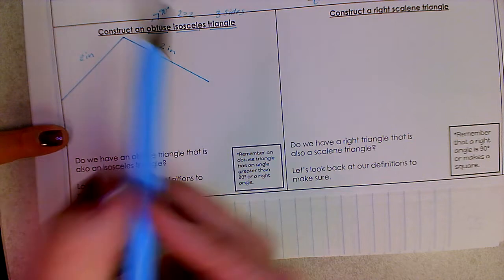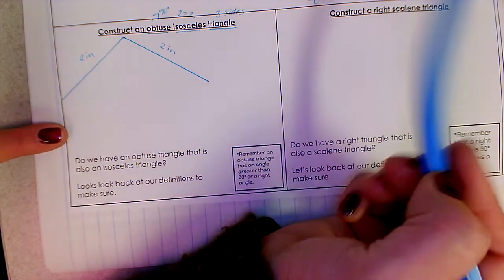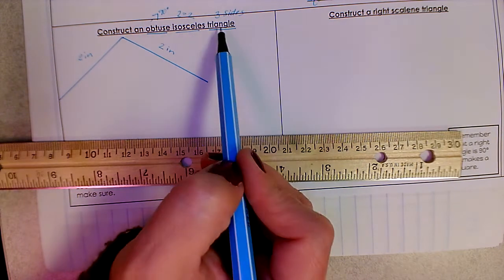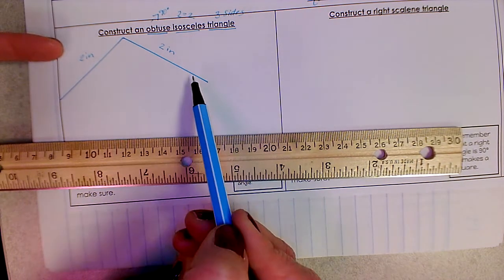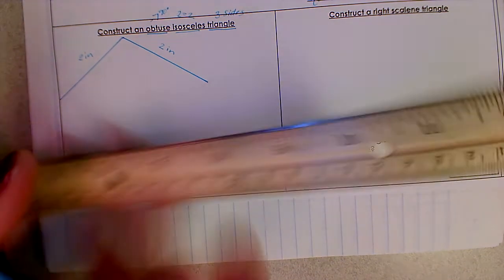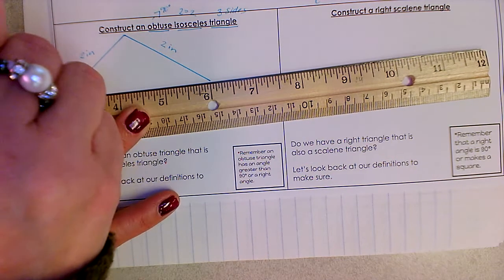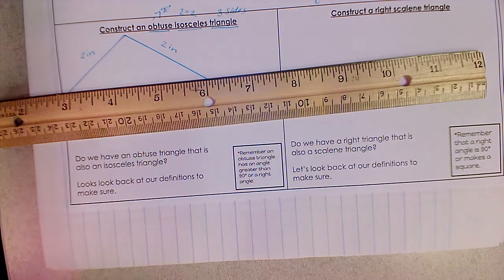Does my third side have to be the same? No, that's only on an equilateral. Okay, so then, because I have to make sure it's a triangle, I only have 2 sides right now. I have to draw in that last side. So I'm going to use my straight edge, and I'm going to connect those 2 sides.